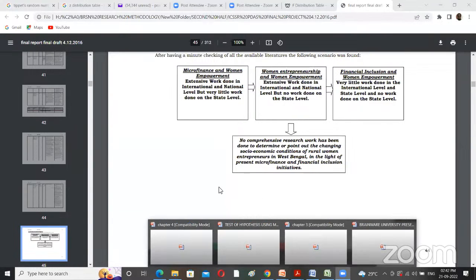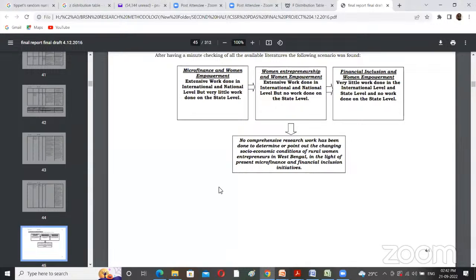So I have shown you the way the literature review is to be shown from a practical research work of my own. Do you have any question at this point?